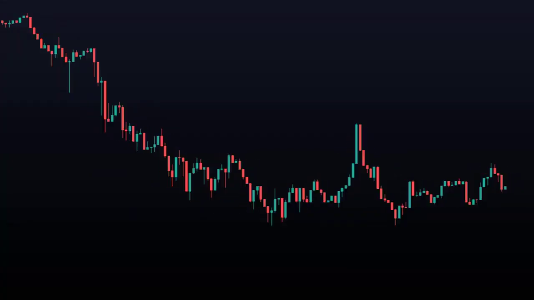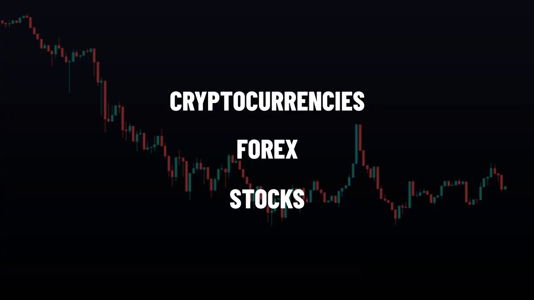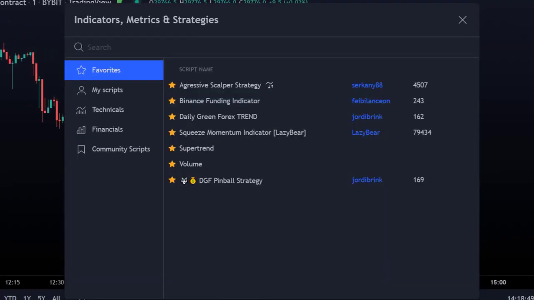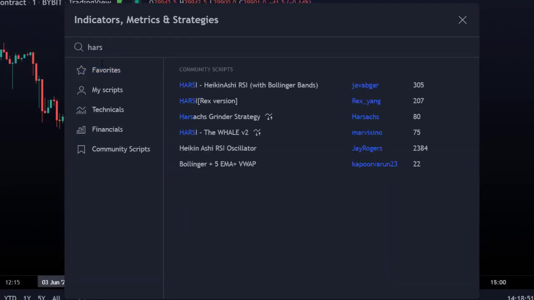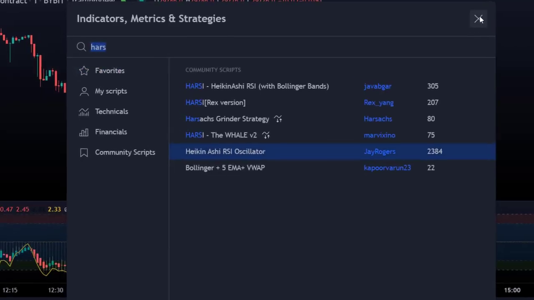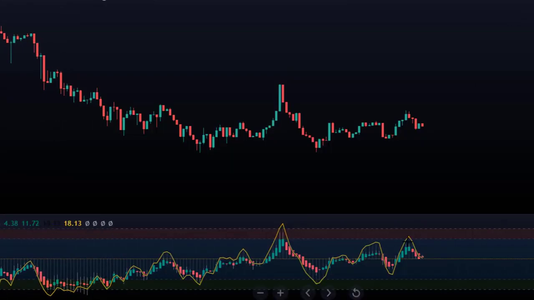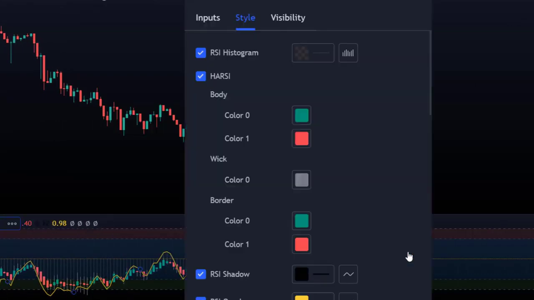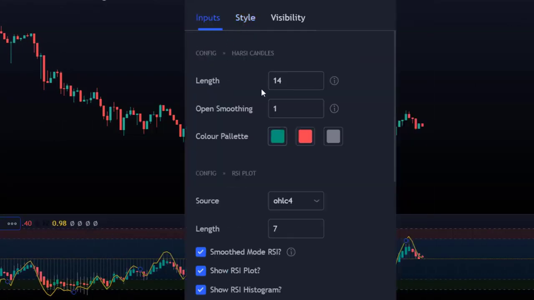Today, I am trading the strategy on the price of Bitcoin, but you can also run this strategy on other cryptocurrencies or Forex or on the stock market. We are currently using one indicator for the strategy. That is the HEIKIN ASHI RSI oscillator. The abbreviation is HARS. The only thing we need to change on this indicator is the open smoothing from 1 to 8.